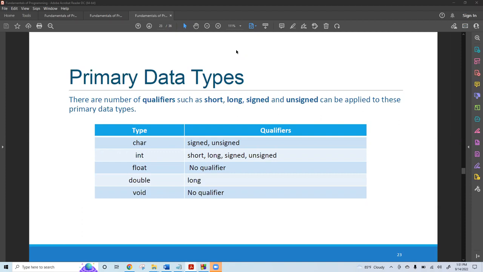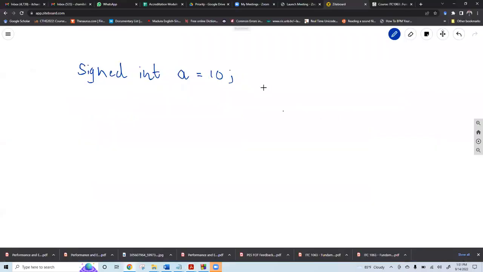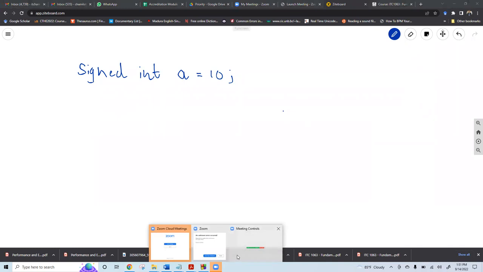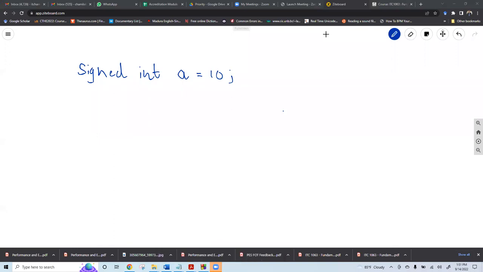Yes, we have been talking about the signed and unsigned case, right? There's a question as well. So what is the question?